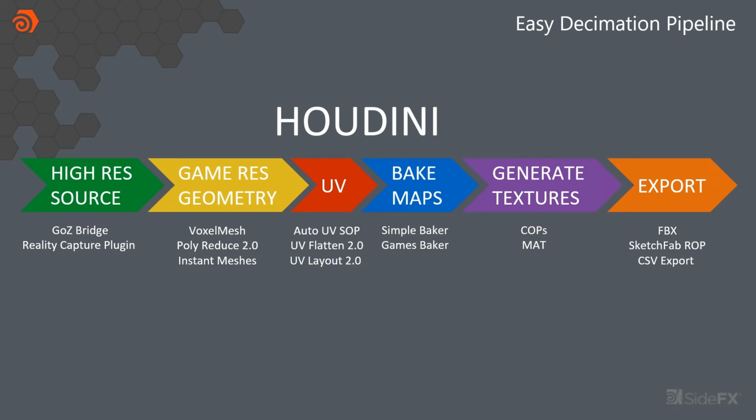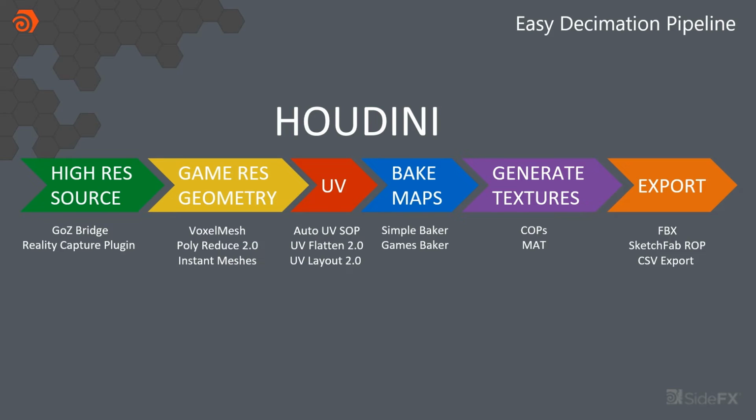So what if we can do all of that within one application? Well, in this case we can. Houdini. So we bring in our high resolution source mesh, which can be done using the GoZ bridge from ZBrush or using the now integrated Reality Capture plugin. Once that's done, we can automatically generate a game resolution mesh using the voxel mesh and then plug it into the polyreduce or Instant Meshes.